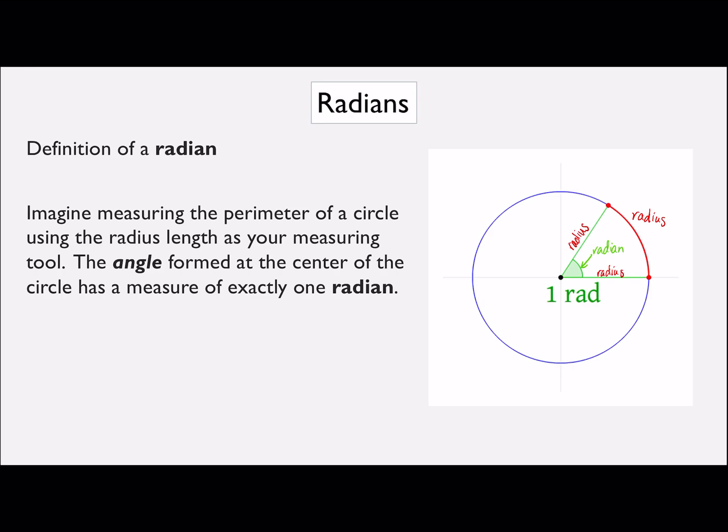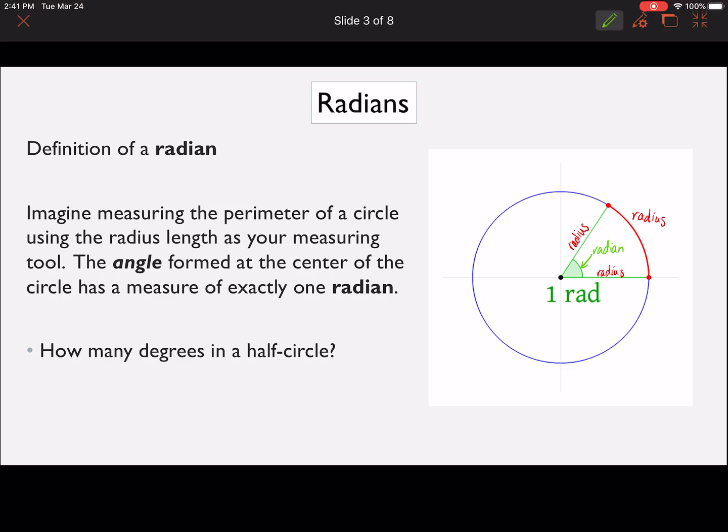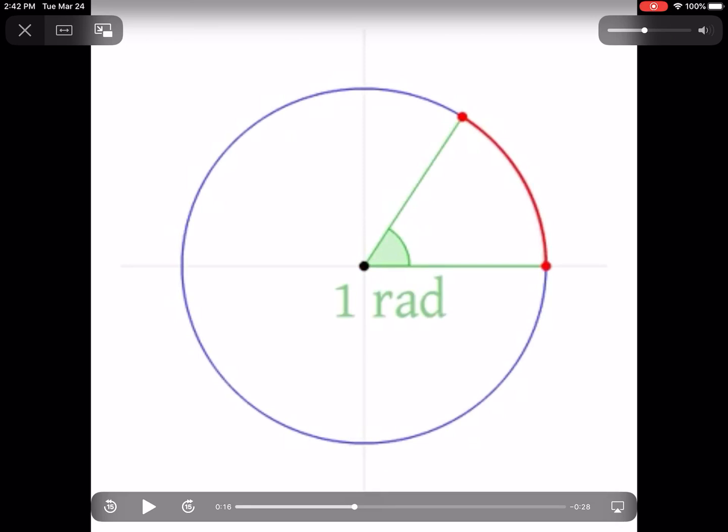So, with that in mind, my next question is, how many degrees do we know exist in a half circle? Well, that's a fact that we probably already know. 180 degrees exists in a half circle. My next question, though, is how many radians exist in the half circle? So I'm going to go back to my simulation and allow the simulation to answer that question for me.